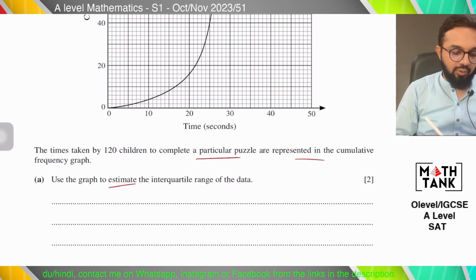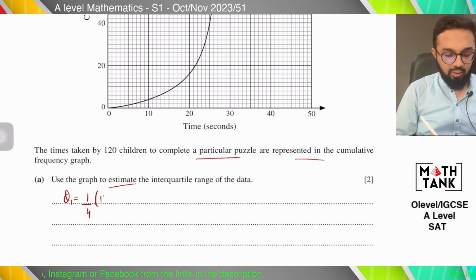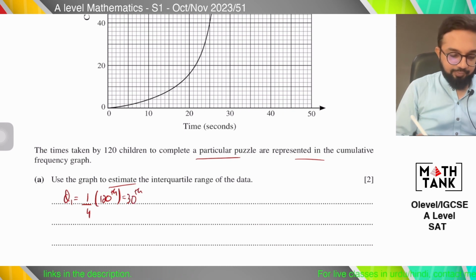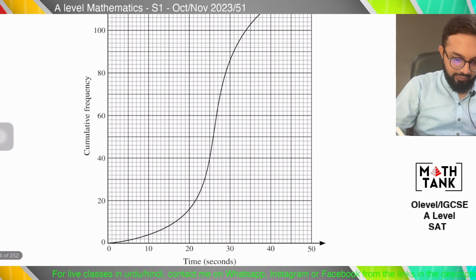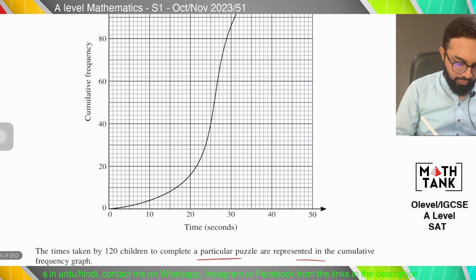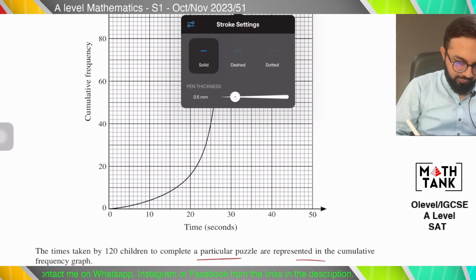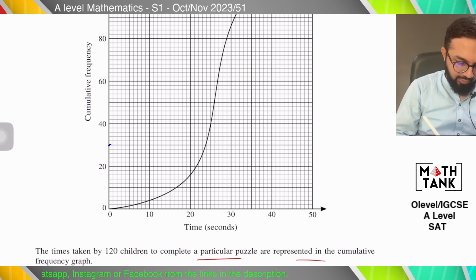So the interquartile range is upper quartile minus lower quartile. So let's first do the lower quartile. It's 1/4 of 120. So that's the 30th. So I have to read the 30th value and I have to read the 90th value as well. So let's try to read those from the graph. It's important that you draw these dotted lines on the exam as well to show the examiner what working you've done.